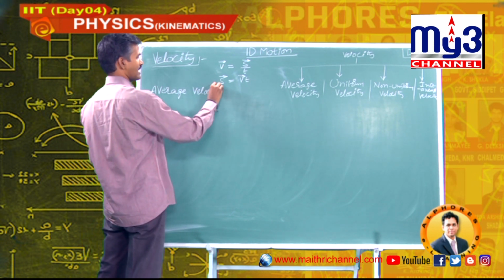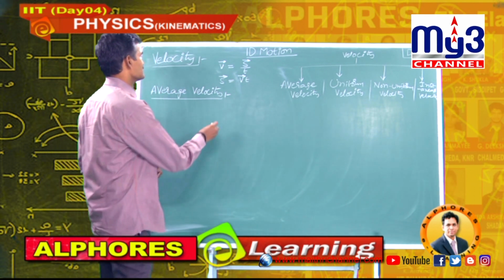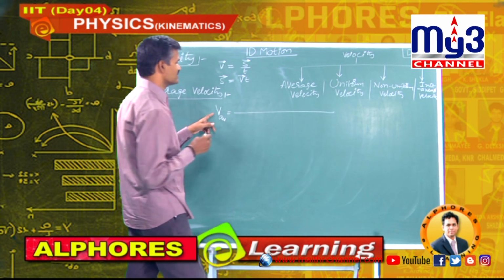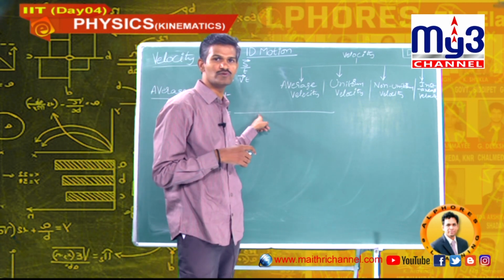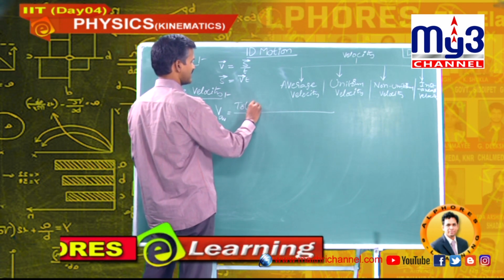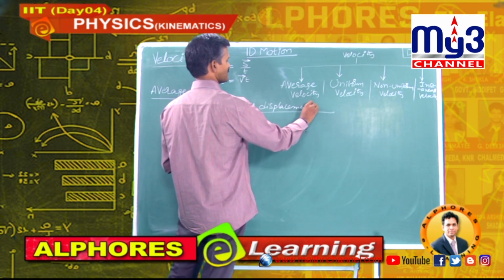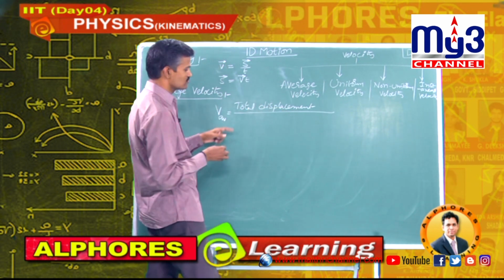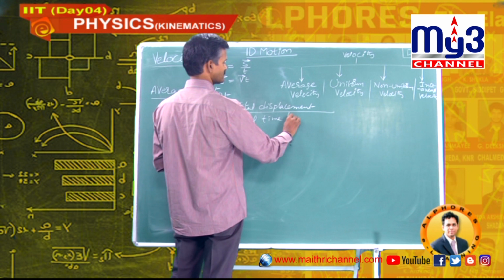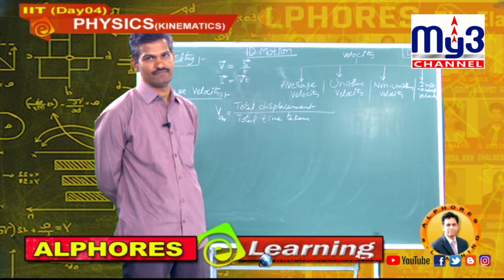What is average velocity? This average velocity is defined as the ratio between total displacement travelled by the body to total time taken. This is the basic definition of the average velocity.